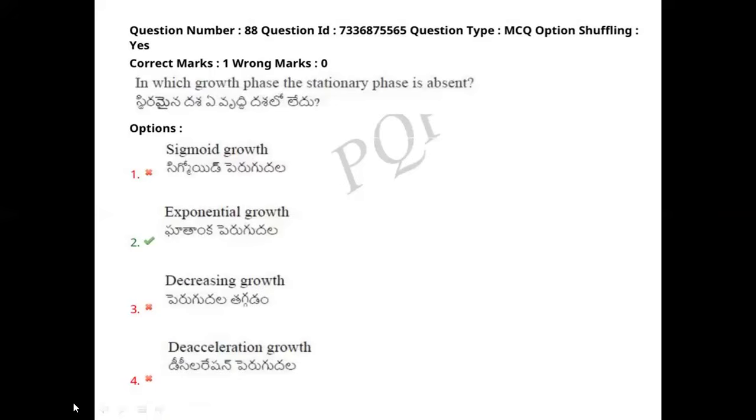In which growth phase is the stationary phase absent? Exponential. Generally, looking at the exponential growth graph, sorry for my diagram, it will be growing like this. Continuous growth will be there, no stationary phase or stop will occur. So in the exponential phase there will be no stationary phase. Organisms continue to grow, there will be no stop.